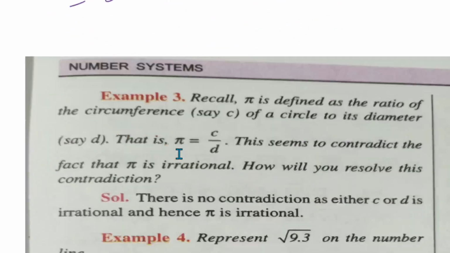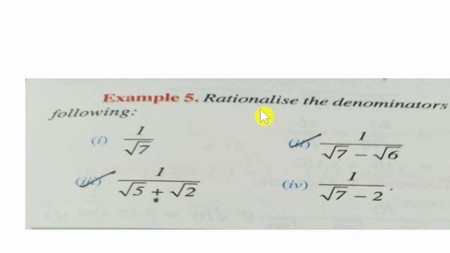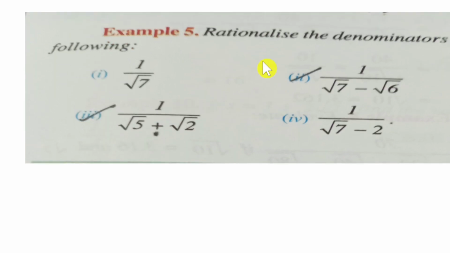Question number 5. Let's do question number 5. So here, rationalize the denominator of the following. Number 1, 1 by root 7. So what you'll do? I'll multiply here by root 7. I do not have any sign with root 7, so I'll simply multiply by root 7 here.